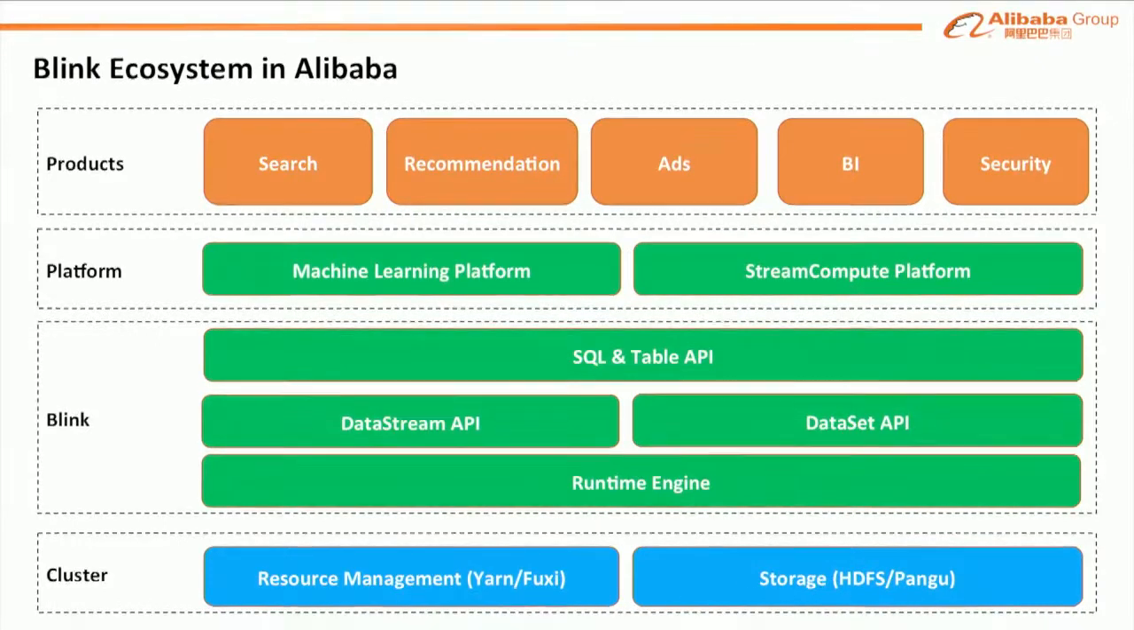On top of the Flink compute engine, we have the platform layer, which consists of multiple platforms. The most important ones are the machine learning platform and the stream compute platform, which makes it easy to write Flink jobs. With these platforms, we are able to support various products inside the company, such as search, recommendation, and advertisement.